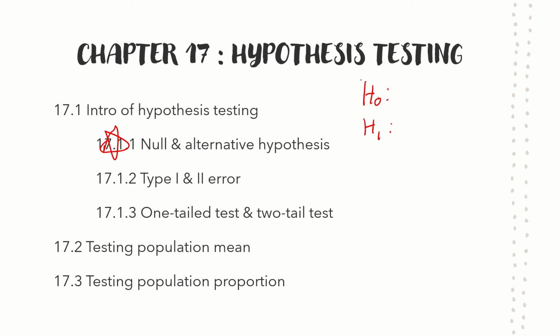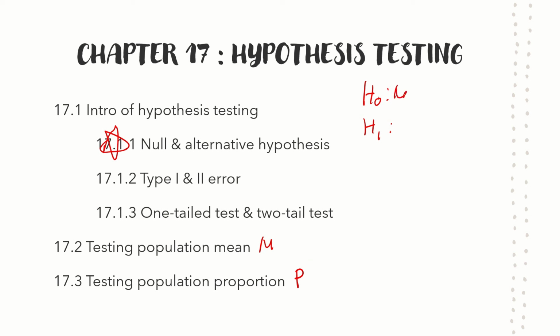This is the most important thing in this chapter. You have to know. Normally the first question of this chapter will be an application question, and from the question you have to list out the H0 and H1. In the STPM syllabus, we only have population mean and population proportion, mu and p only.